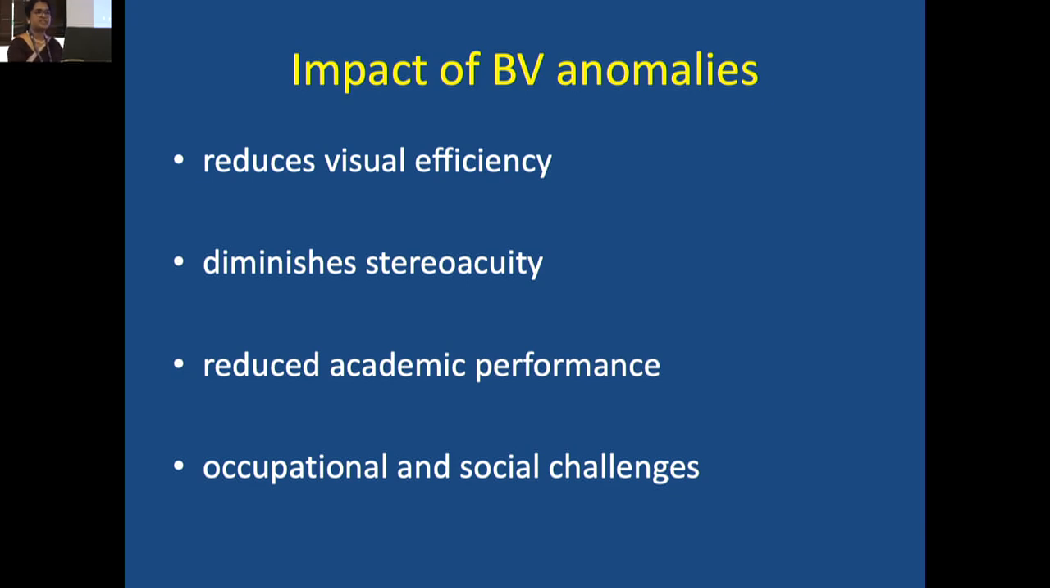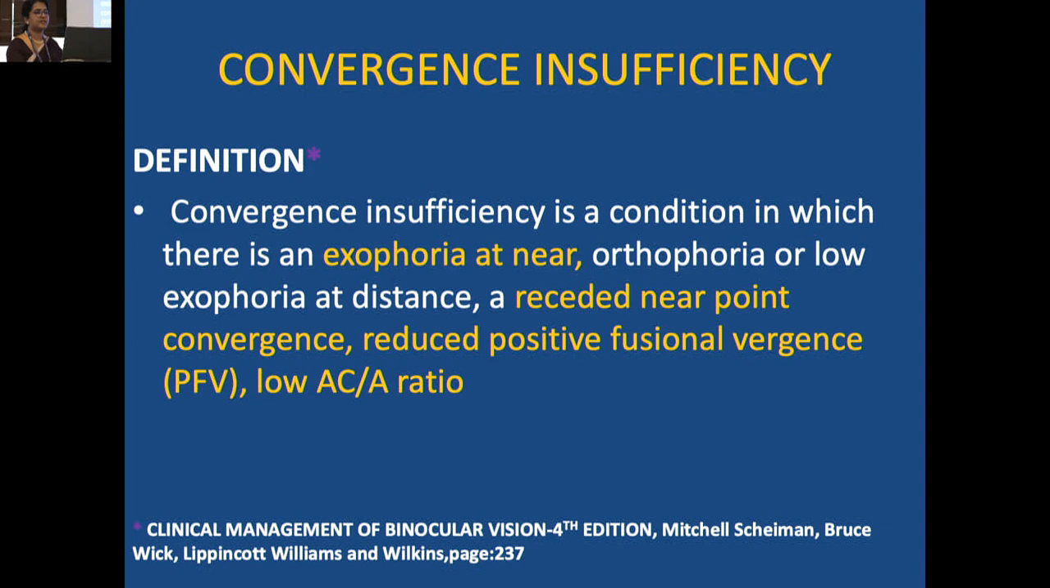Binocular vision anomalies cause reduced visual efficiency. As I told, vision, as per the normal test, might be normal, but the child has a reduced reading speed or gets asthenopic symptoms on regular activities. We should suspect some kind of binocular vision anomaly also. It can also cause occupational and social challenges.